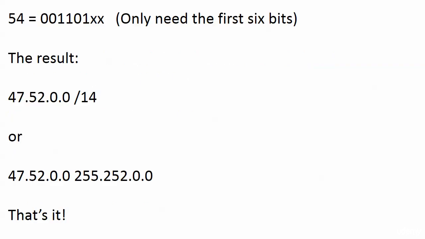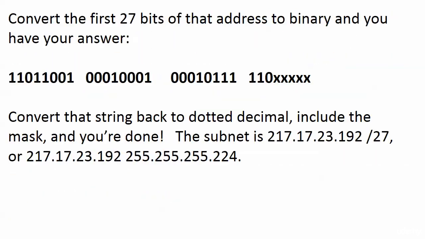So here it is, 54 equals in binary 001101, and another bit or 2 might be set, but we don't care because we're Xing those out. We only need the first 6 bits. So what do we have there? We have 128 at 0, 64 at 0. We have 32 and 16 set to 1, so that's 48. And then we've got 4 more. There the 4-bit is set, and then we don't care. So the result is 47.52.0.0/14 or 47.52.0.0/255.252.0.0.